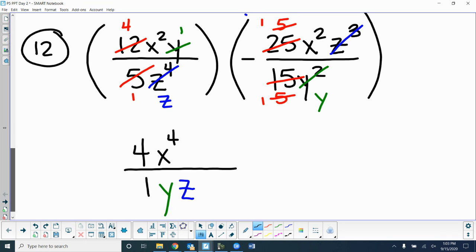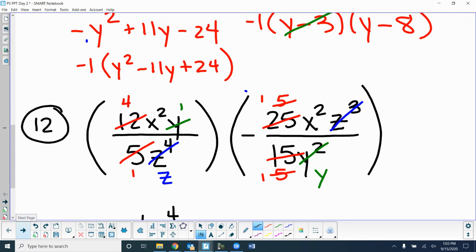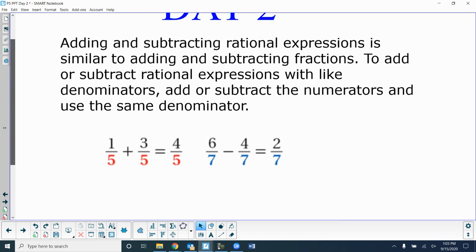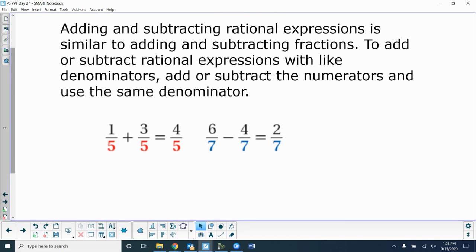Good? All right, so today, day 2 of this, rational expressions. Okay, adding and subtracting. All right, adding and subtracting rational expressions is similar to adding and subtracting fractions. That's what rational expressions are, fractions. To add or subtract rational expressions with like denominators, just add or subtract the numerators and use the same denominator.